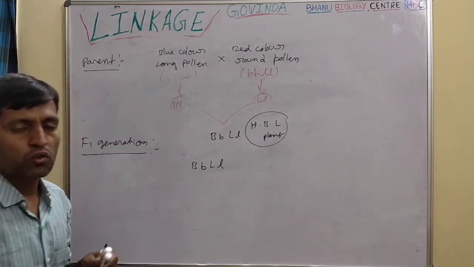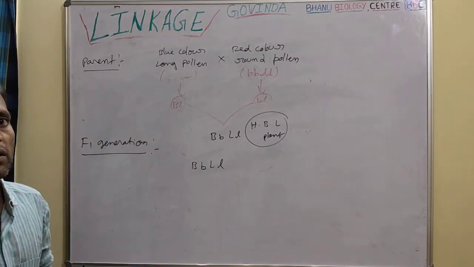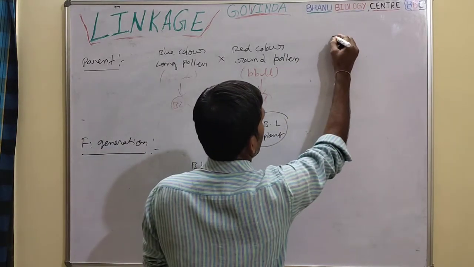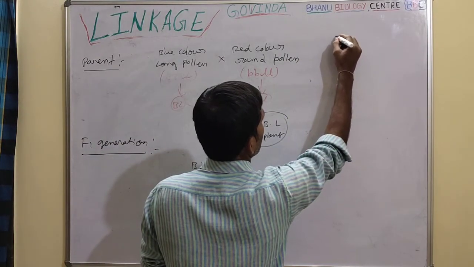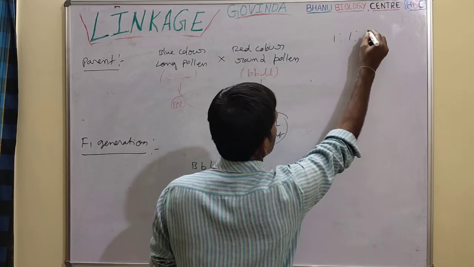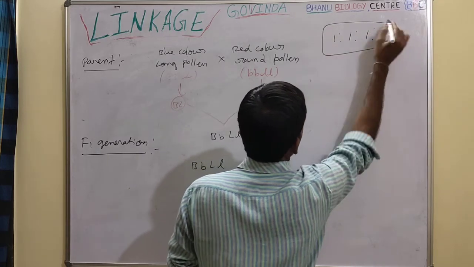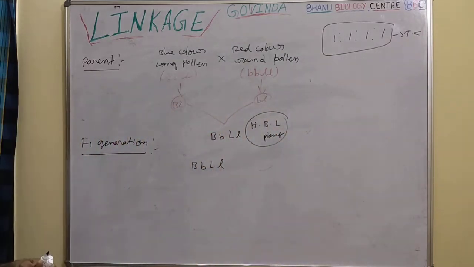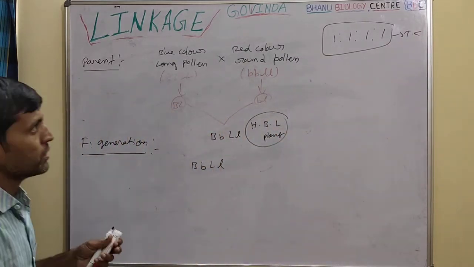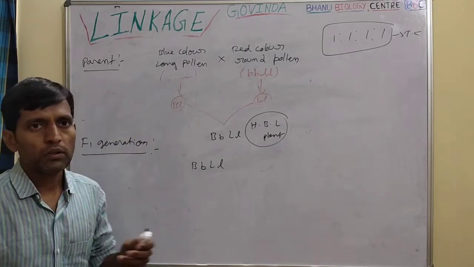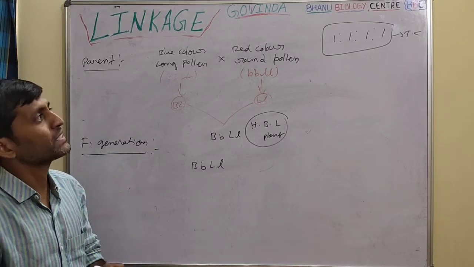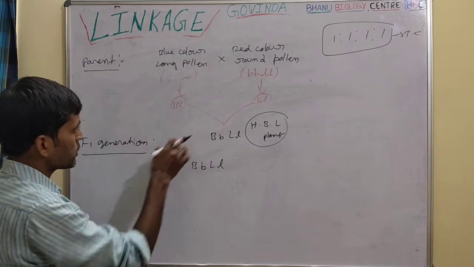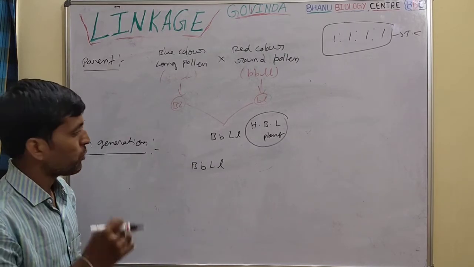So what are the test cross results Mendel obtained in the monohybrid and dihybrid cross? So here I wrote only the dihybrid test cross by Mendel, that is 1:1:1:1. So this is the test cross ratio in the dihybrid experiment. So let us see whether these 2 persons, Bateson and Punnett, received the same test cross results or different test cross results. So this experiment will answer our question.